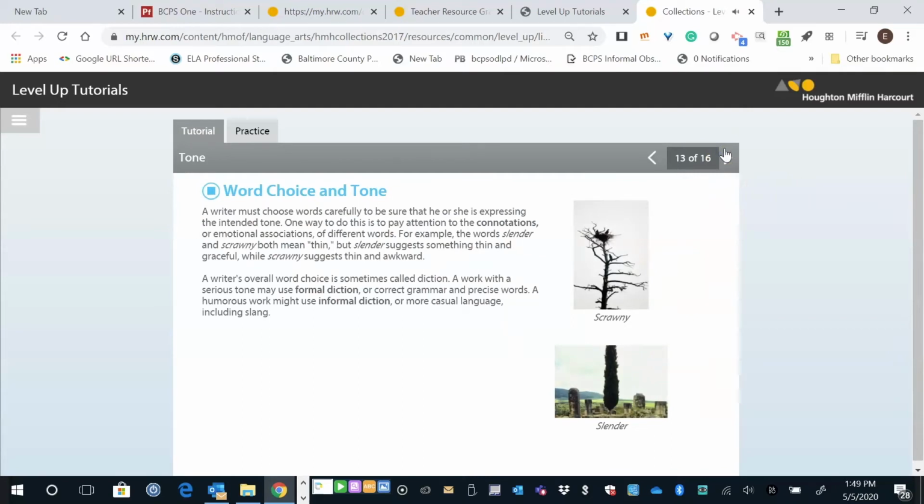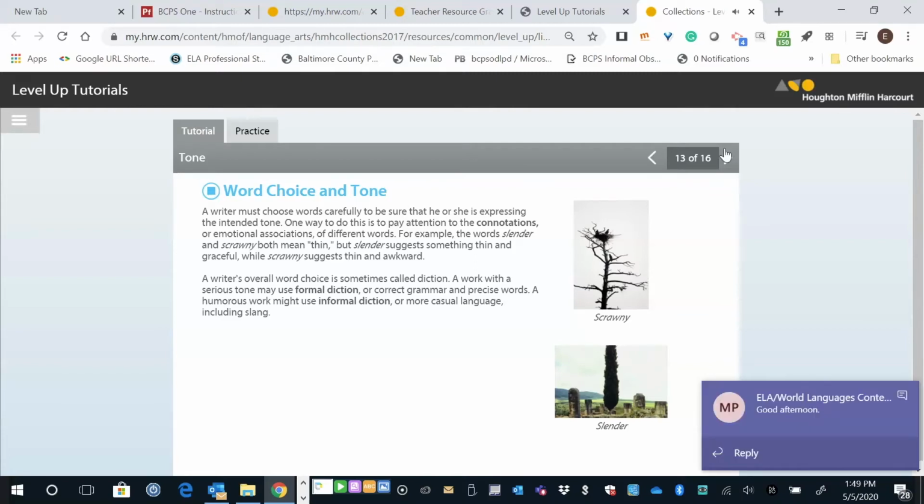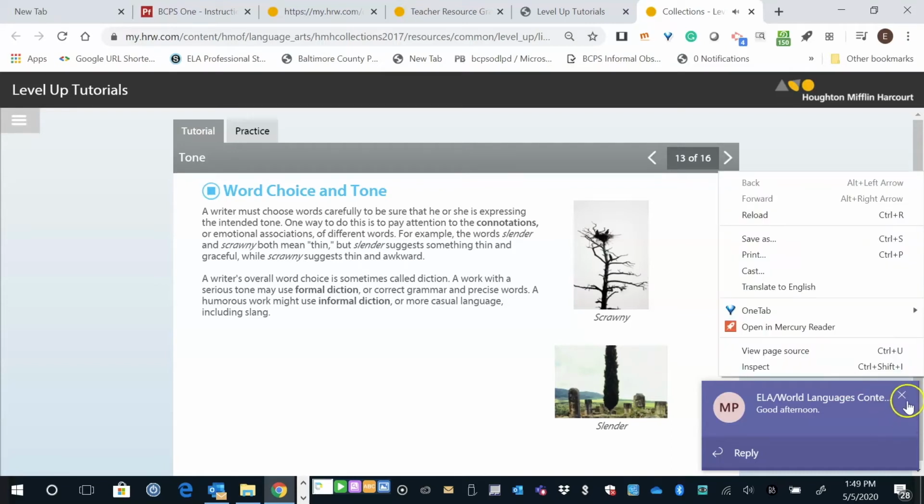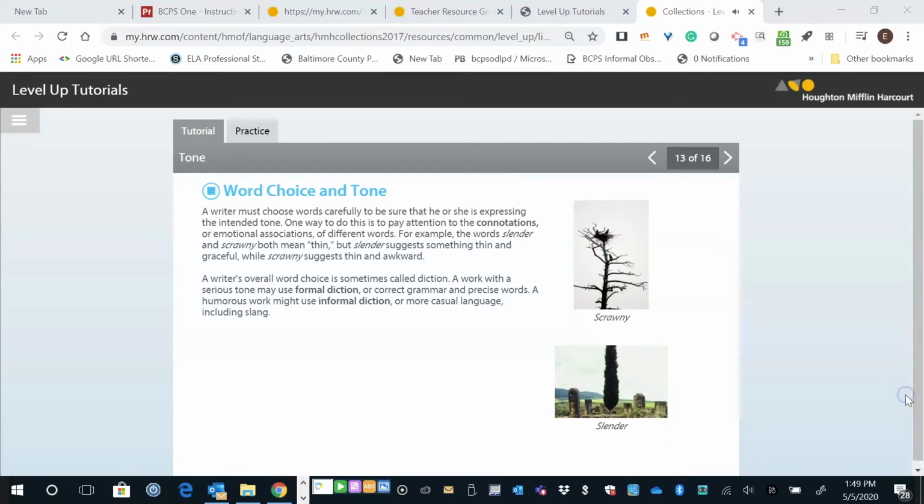A writer must choose words carefully to be sure that he or she is expressing the intended tone. One way to do this is to pay attention to the connotations, or emotional associations of different words. For example, the words slender and scrawny both mean thin, but slender suggests something thin and graceful, while scrawny suggests thin and awkward. A writer's overall word choice is sometimes called diction.